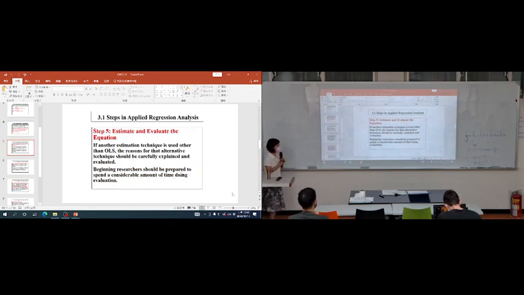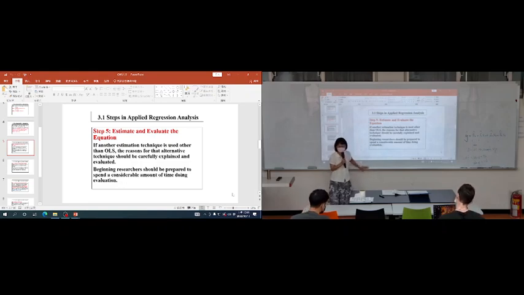Okay. Number 5. So far, we're working with OLS because we just learned OLS. This is saying that in the future, if another estimation technique is used other than OLS, the reasons for that alternative technique should be carefully explained and evaluated. So if you don't use OLS and you're using other ways, you need to carefully explain why you need to use the other estimates. Then you have to evaluate.